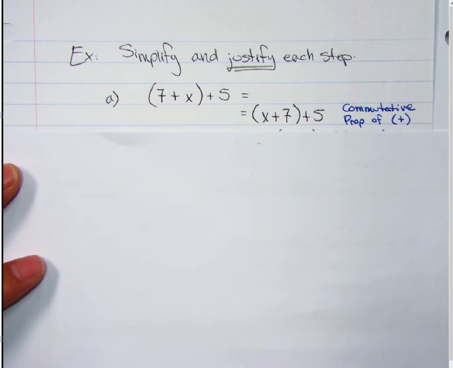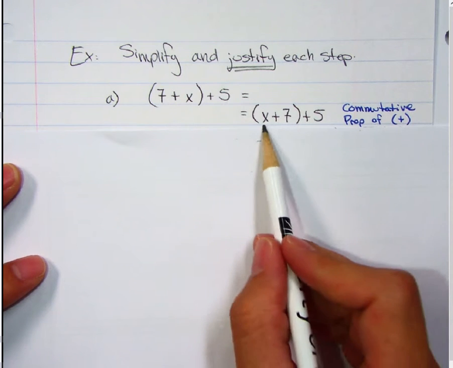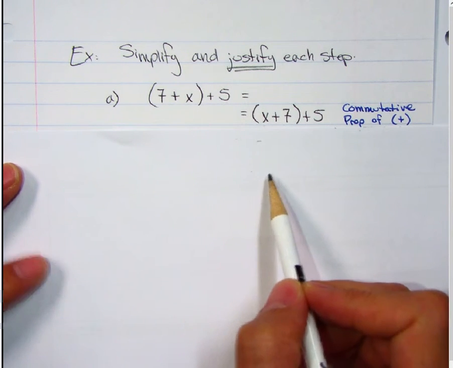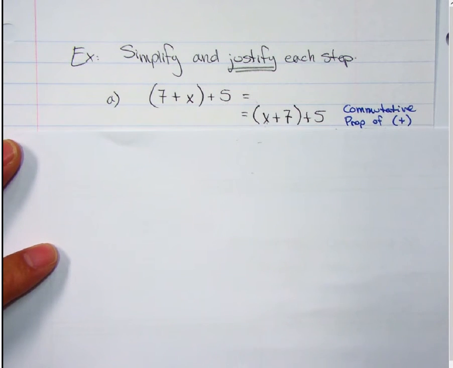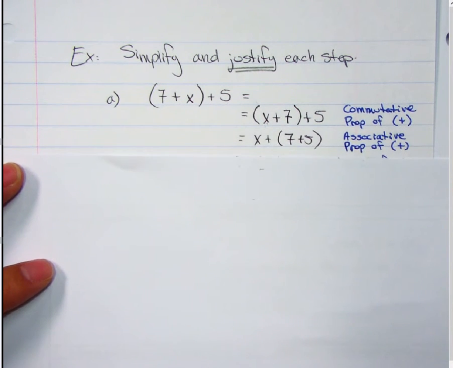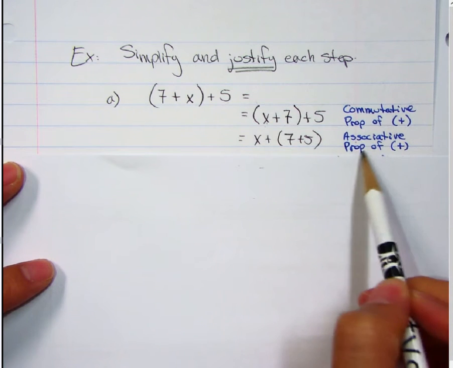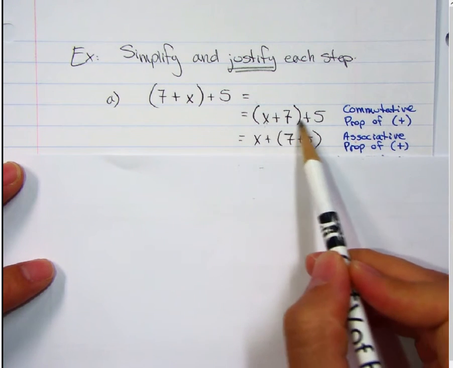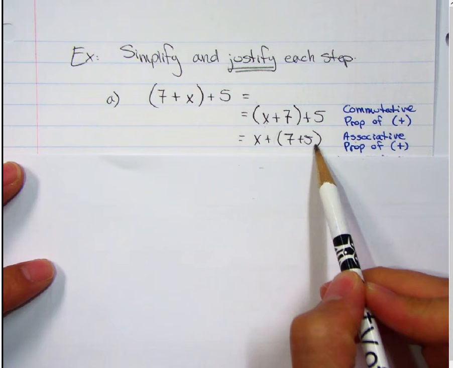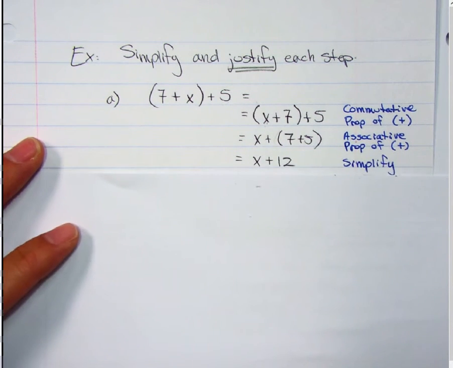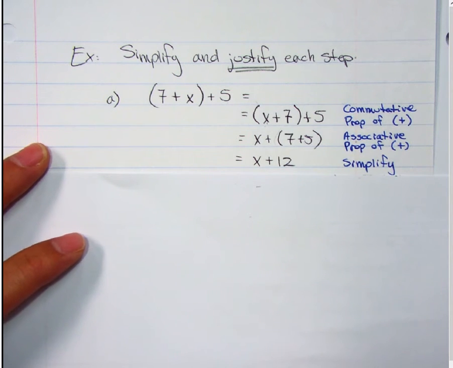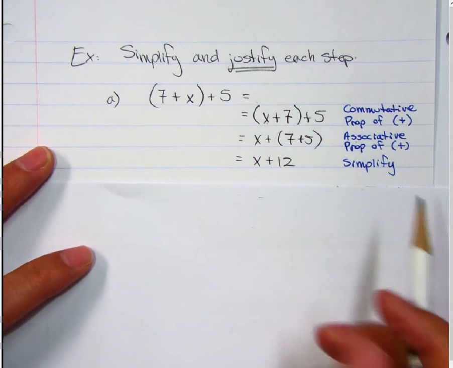Next, I'm going to group them differently. I can't take x and add it to 7. I can't do that. It's not going to give me anything because I don't know what x is so far. But what I can do is I can regroup some stuff. I can use the associative property of addition, saying, hey, look, if everything's being added, let me just add these two instead of these two. So I move the association. I then just simplify it, and that would be my final answer. I can't go any further than that.